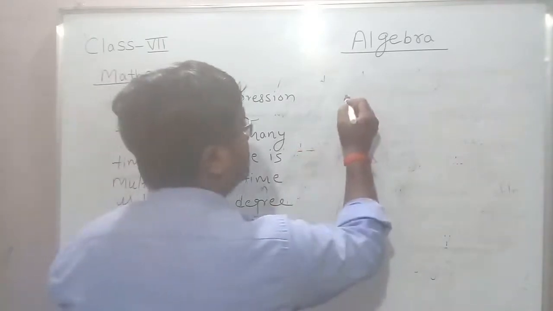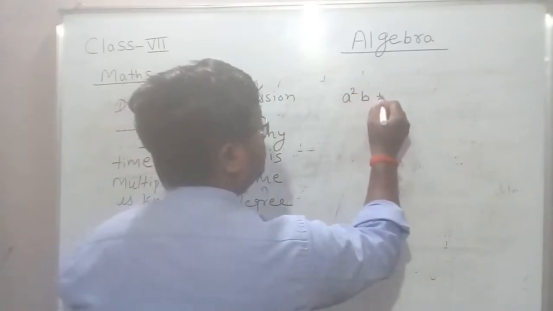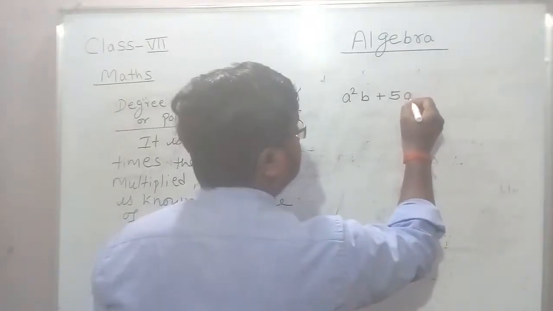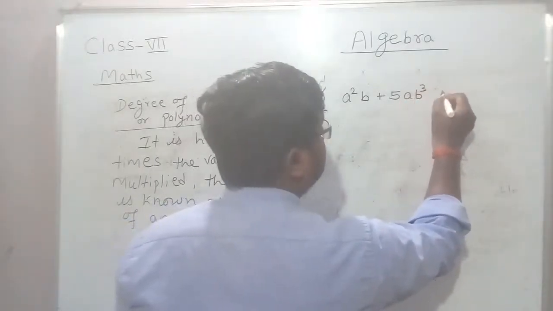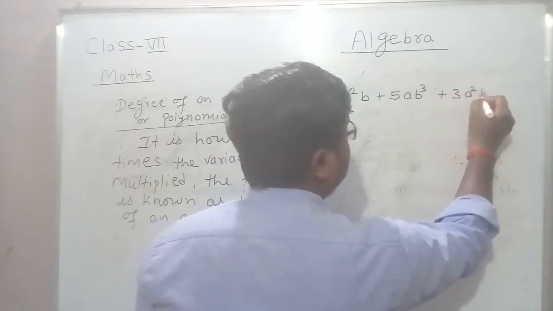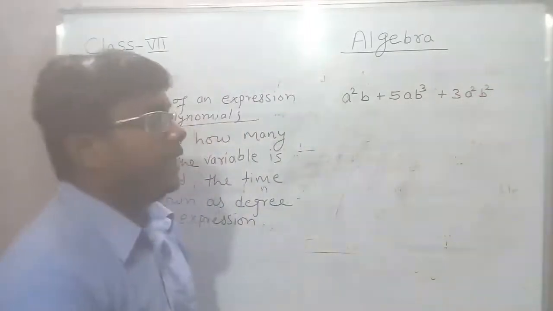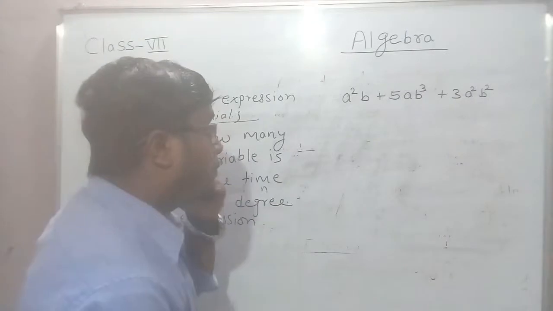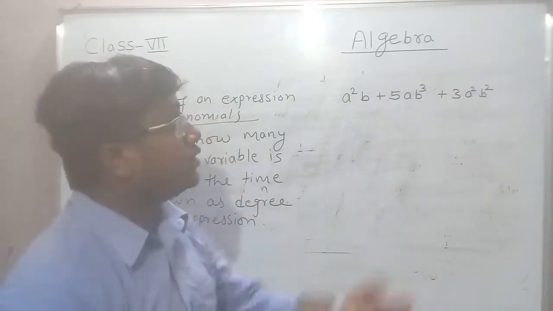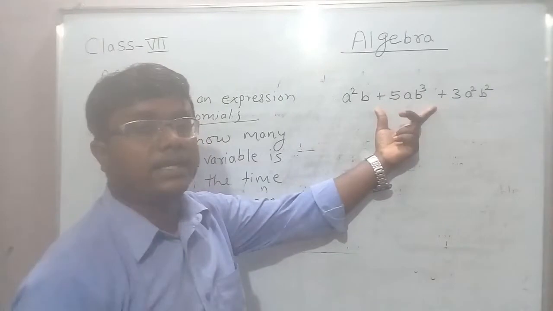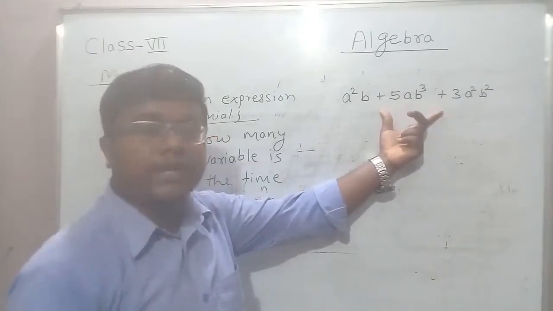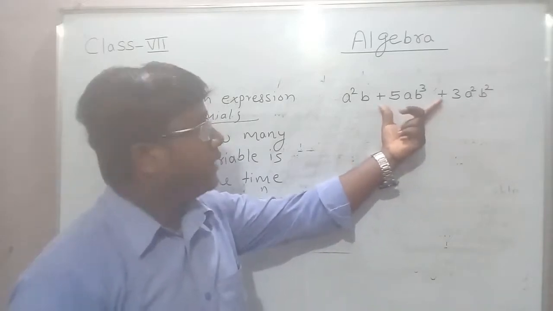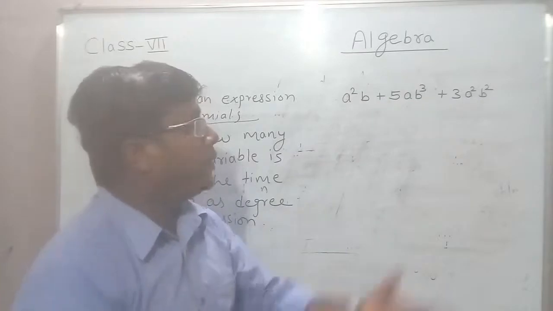For example, if I say here a square b plus 5ab cube plus 3a square b square. So what is the degree of this expression? First of all we have to see whether it can be simplified or not. If we can, we must, but here we cannot simplify it further. So now we have to see how many terms are here.